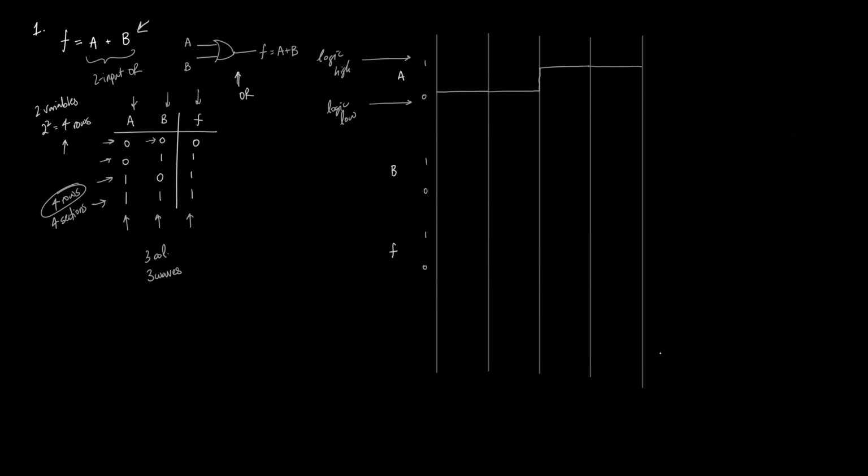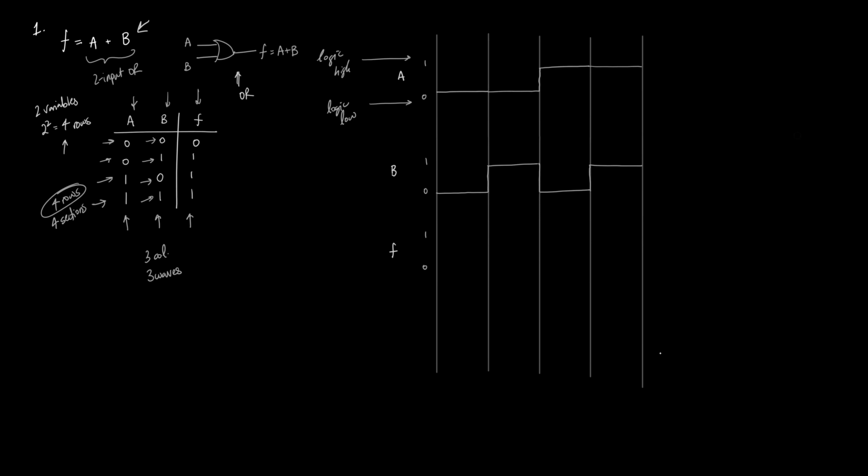So in the first row here, B is 0. So that means in our first section, B is going to be 0. In the next one, it's going to be 1. So we're going to go up, and it's going to be 1. In the next one, it's going to go back down to 0. So we're going to go back down. It's going to be 0. And in the final one, we're going to go back up to 1.